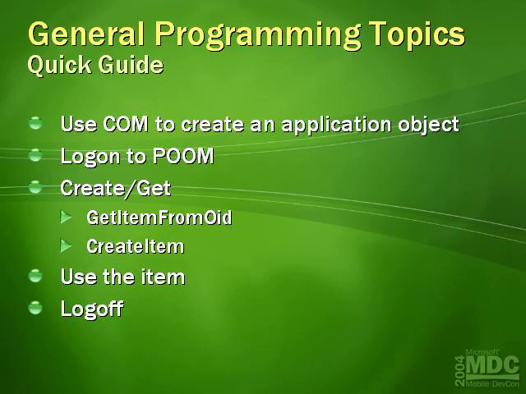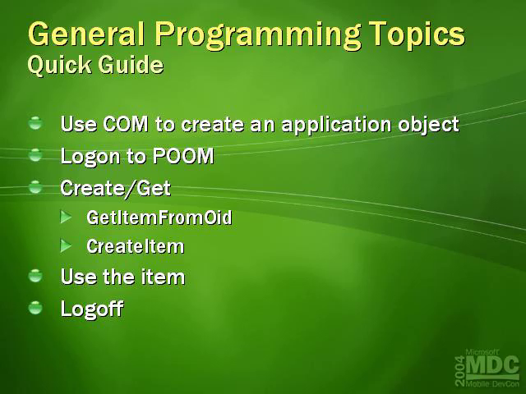To do this, it's pretty simple. You call CoCreateInstance to create the application object. There's a method called Logon you use to initialize the object model. The application object exposes two interesting functions to us today. One is GetItemFromOid, which we're going to use in just a second because we have the OID of the contact we're interested in. Another one is CreateItem, so if you want to create a new item from scratch, you call that. You can then use a series of get and put methods to manipulate the item, and when you're done, you log off.